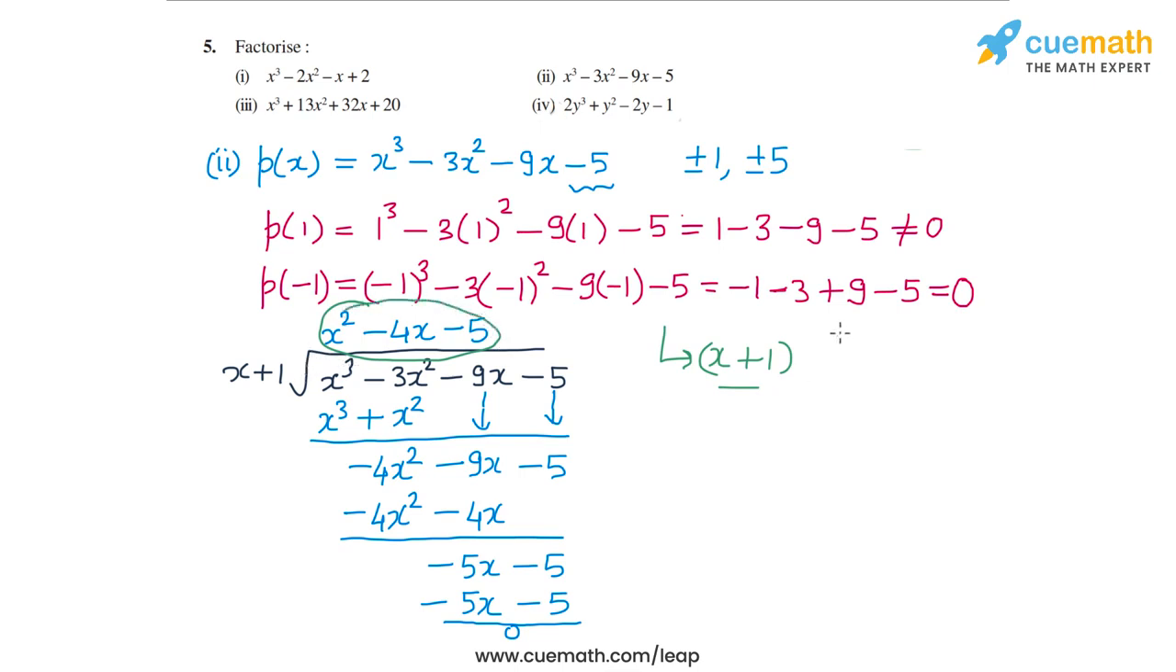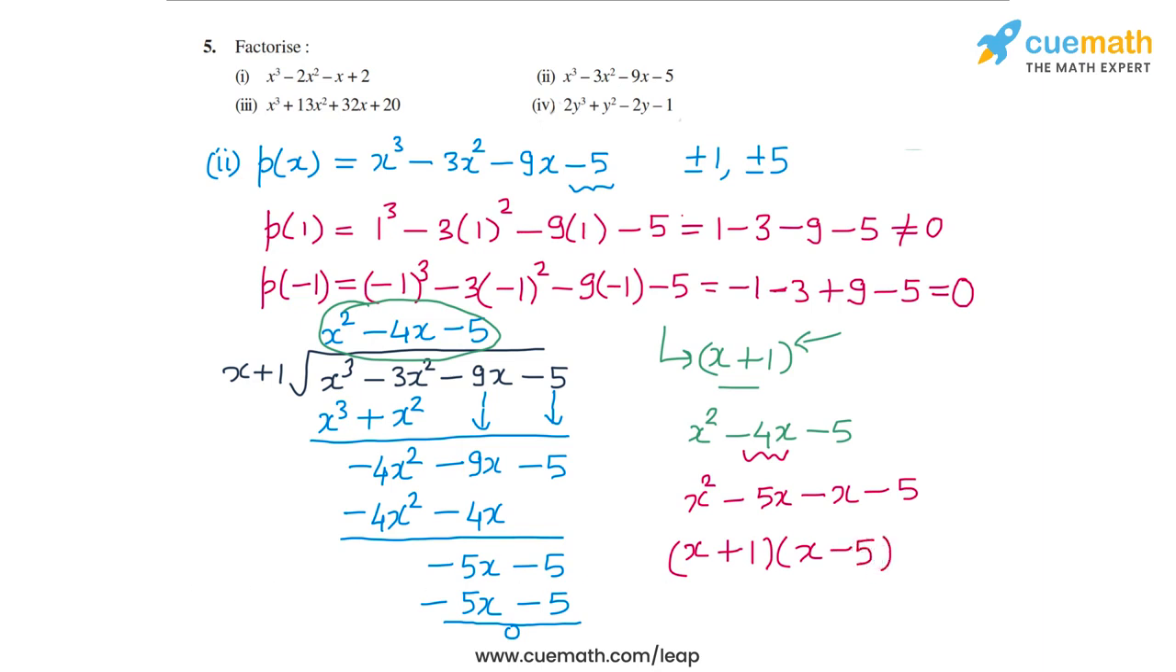So we already factored out this linear factor x plus 1. The remaining quadratic factor is x square minus 4x minus 5. Now to factorize this, I can split the middle part minus 4x. You can see that it can be split here as x square minus 5x plus x minus 5, which will lead to the factors x plus 1 and x minus 5.